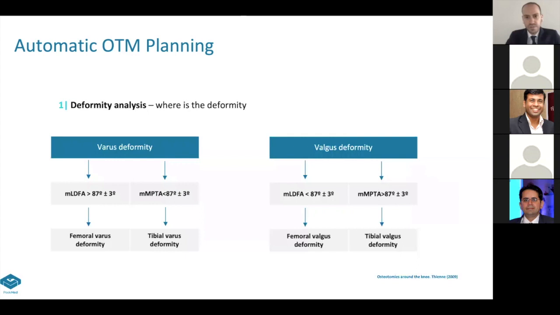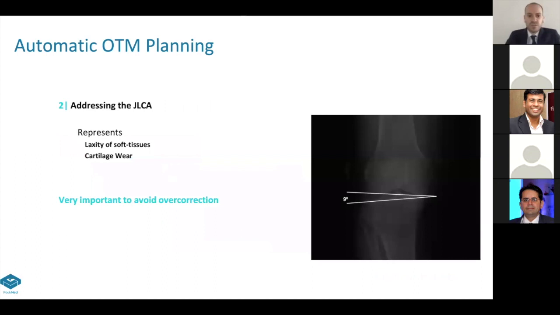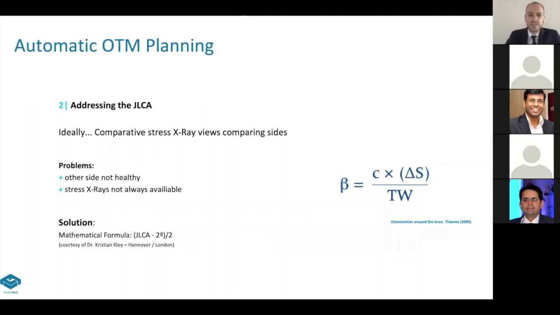So taking into account the joint line congruency angle is very important because it represents the laxity of the soft tissues, but also, and most importantly, the cartilage wear. If we don't take this into account, we might end up overcorrecting the deformity because some of the varus might come from cartilage wear, or valgus. So ideally, we should have comparative stress x-rays comparing sides, but the problem is that sometimes the other side is not healthy and these stress x-rays are not always available.